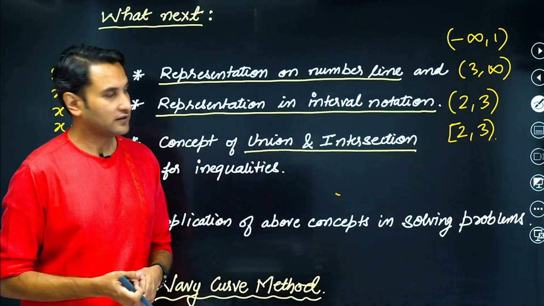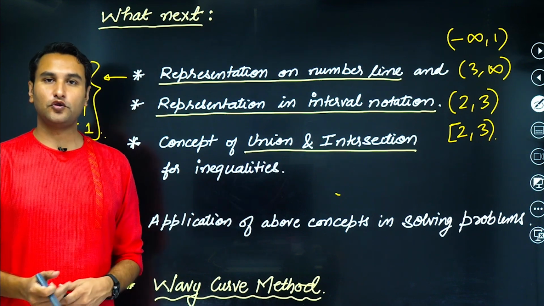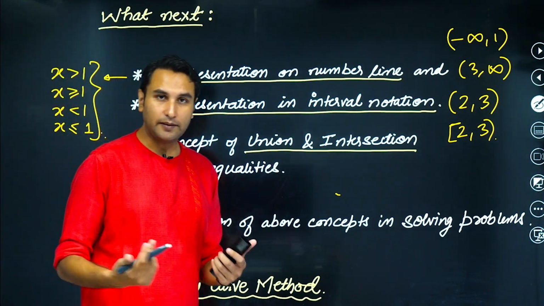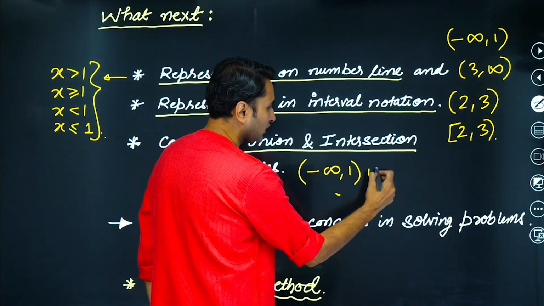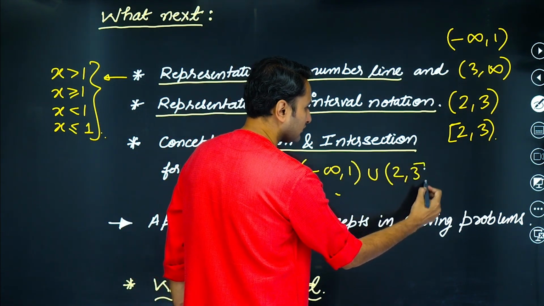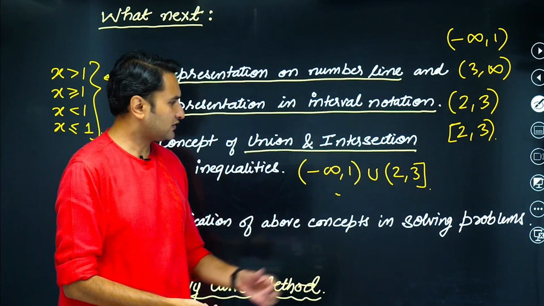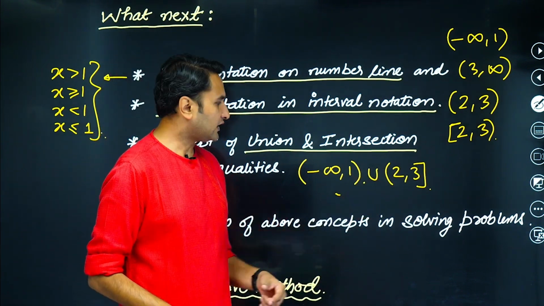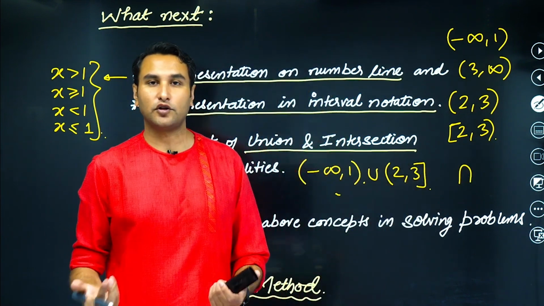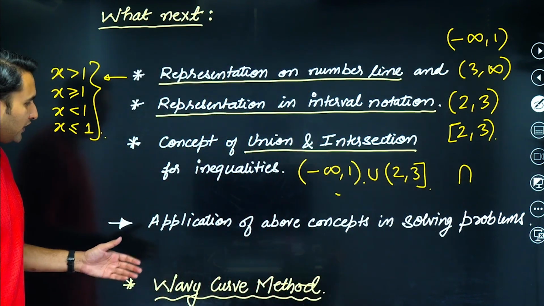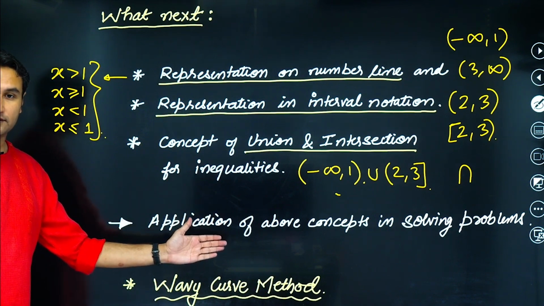In the next class, we want to understand the concept of union and intersection. At times in problems, you see things like this: minus infinity to 1, union 2 to 3. What does it mean? What does this U mean? At times you see intersection, which is this symbol. What is that? We are going to learn that in the next class. Alright? And we'll do lots of amazing examples.